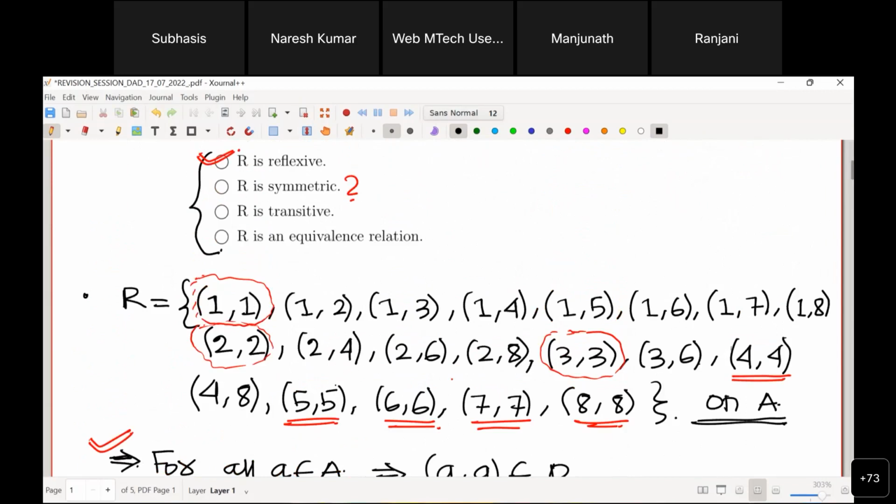So as you can see, for the first pair, if I write it as a comma b, then I need to check whether b comma a is in R or not. If I flip 1 comma 1, then certainly I am going to get 1 comma 1, and 1 comma 1 is in R, because here a and b are the same. So this condition holds for 1 comma 1.